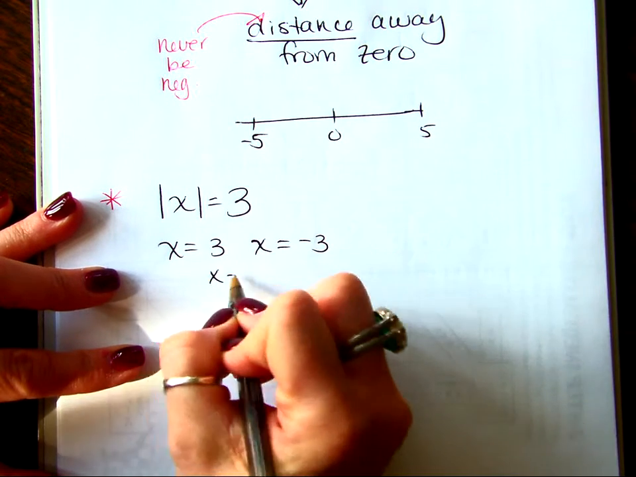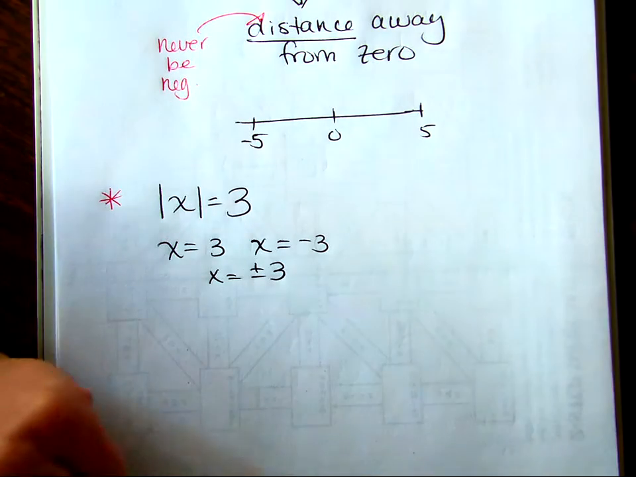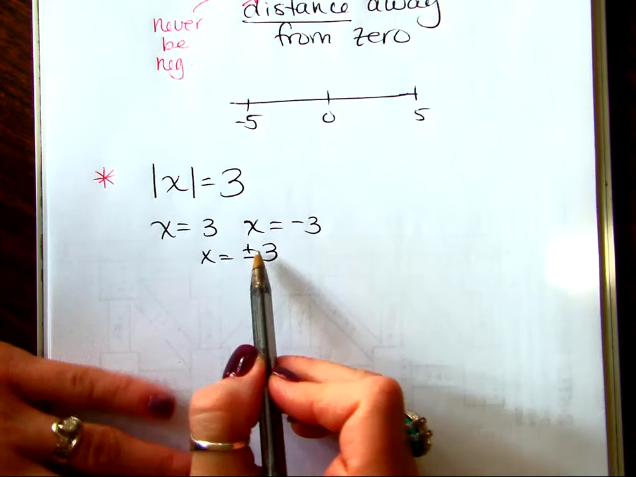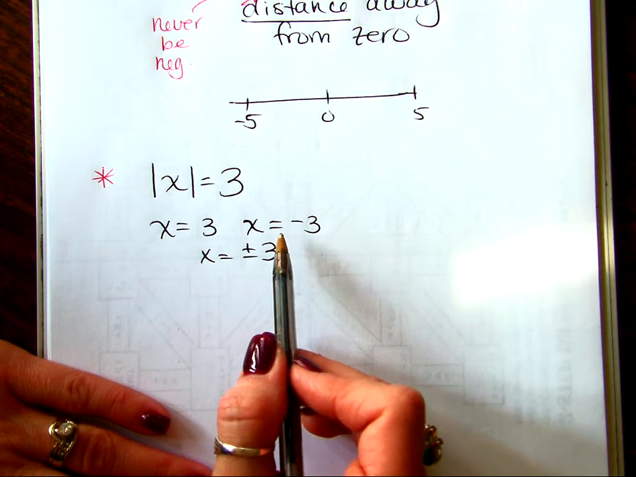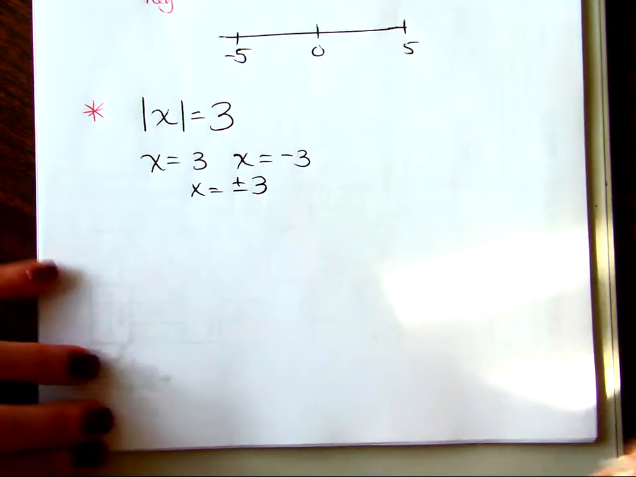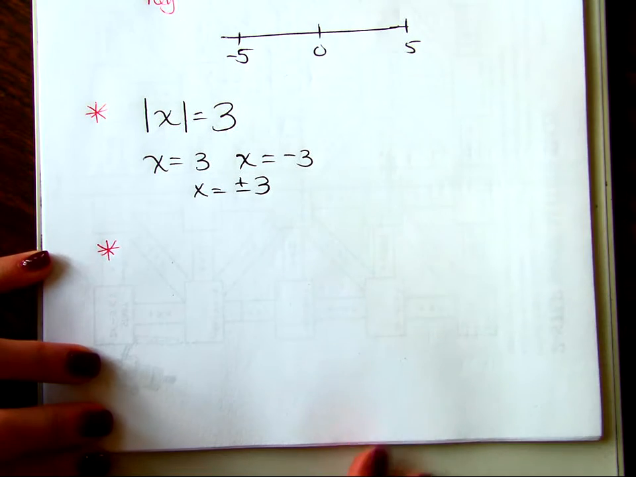A fancy algebra way to write that, have you ever seen this? Written like that, okay? So when it's written like that, it means that you just write the 3 once and it could be positive or negative, okay? So we kind of understand this concept. This is when we start to apply the algebra and the equation part to it.